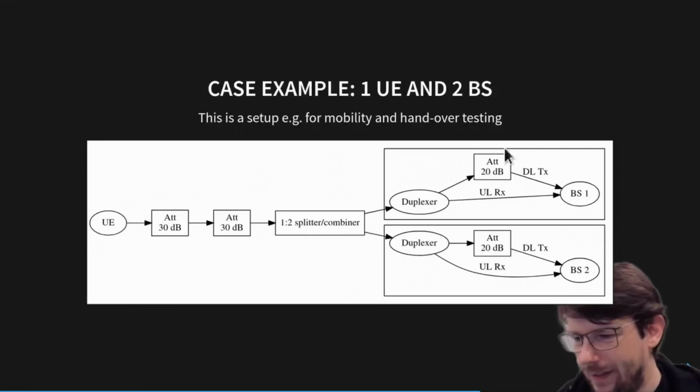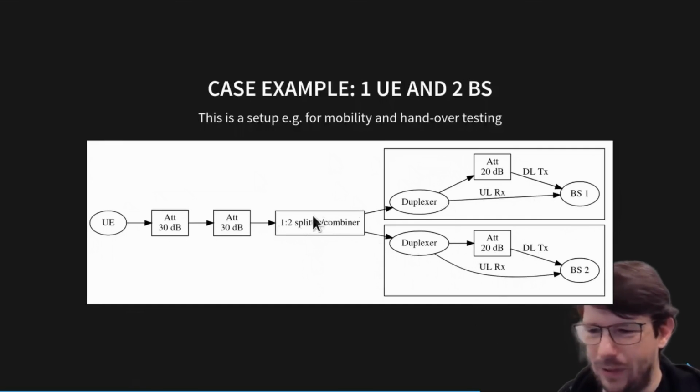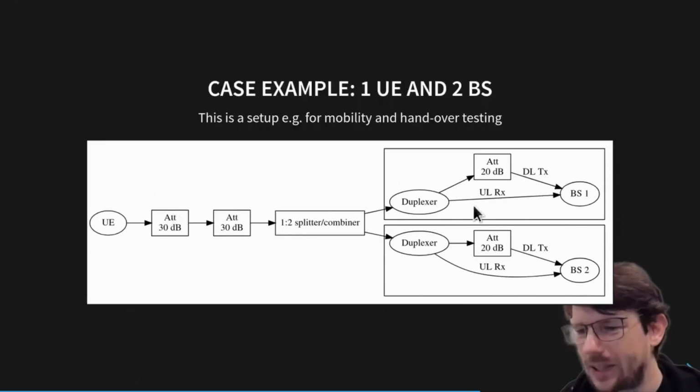And the same applies. This is completely symmetric here. So this is just a copy and paste of the upper block. And if you have more base stations, of course, you can just use a 1x4 splitter combiner here and put 4 of those blocks. Of course, the 1x4 splitter combiner will have an additional 3 dB of loss because it again divided the signal not by 2 but by 4. So you have 3 dB more in the entire chain. But apart from that, it will be all the same.